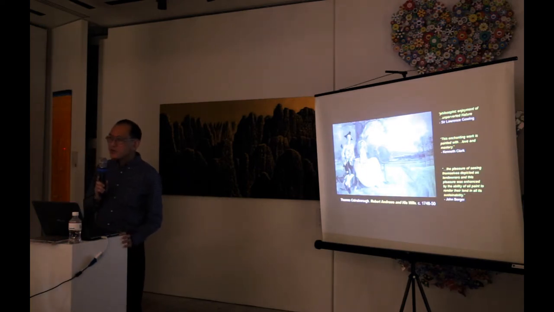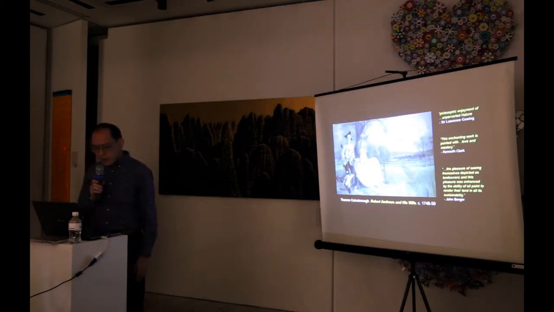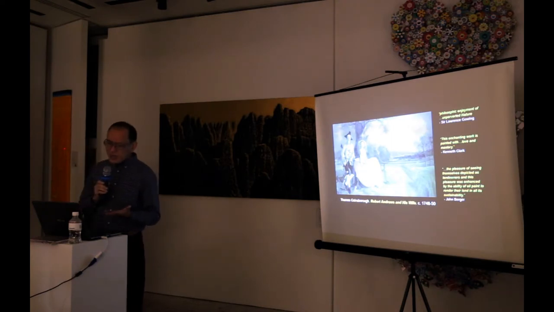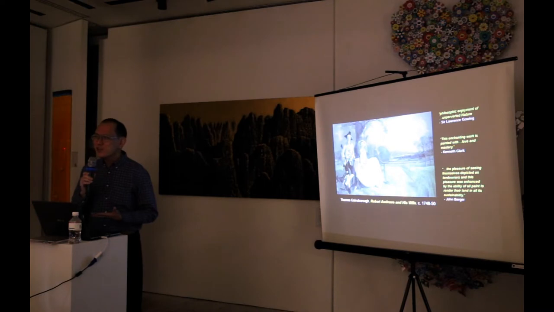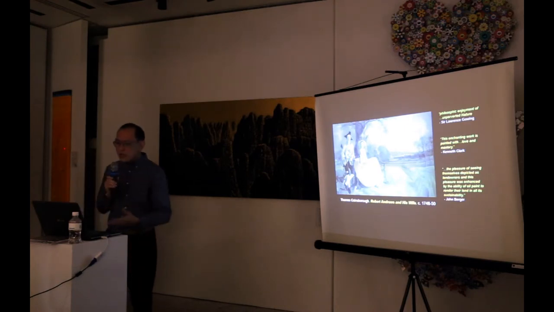Thomas Gainsborough, Robert Andrews and his wife. Now, Thomas Gainsborough, if you go to the National Gallery of London, you see dozens of his works there. Arguably one of the most famous British artists of the 18th century. Gainsborough came to a realization that he couldn't sell just by painting portraits alone, or the other way around, maybe just by painting landscapes. So what he did was that he combined the two. He became quite famous for combining portraits of people in a landscape setting. So that's what he did here.